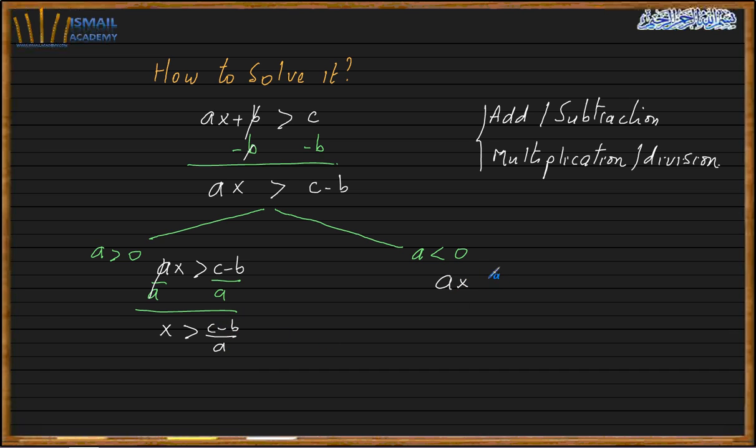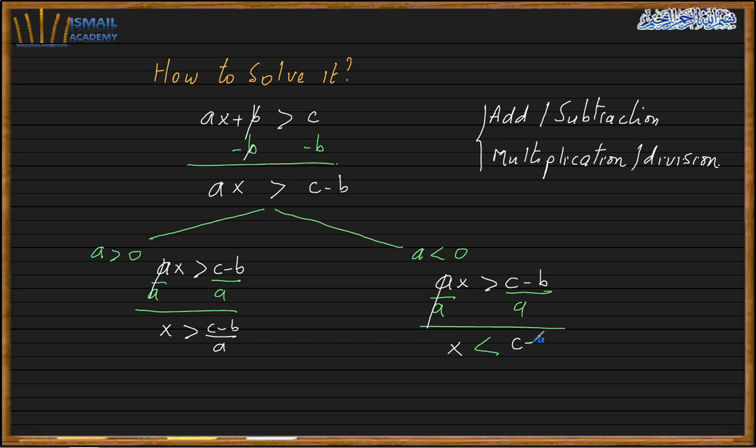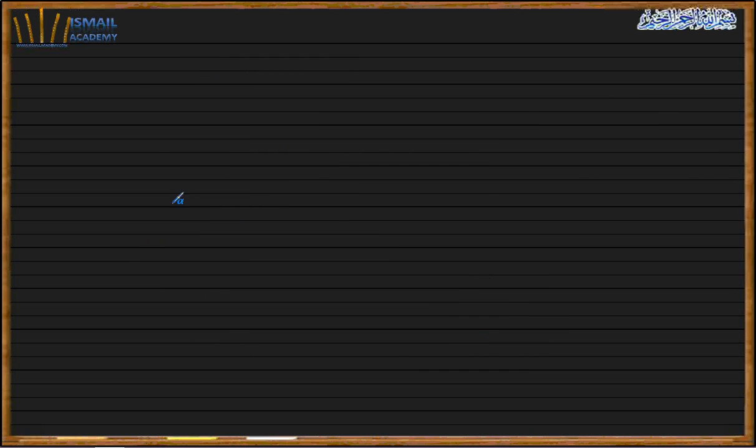Here, if we divide by a negative number, the sign changes direction. So here we'll end up having x less than c minus b over a. And this is where you have to be careful. Alright, let's do some numbers. So let's do an example.